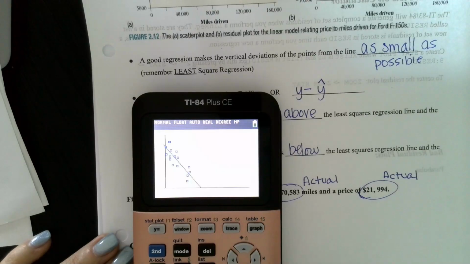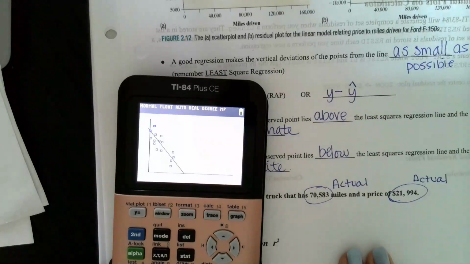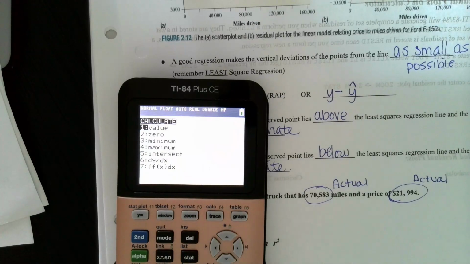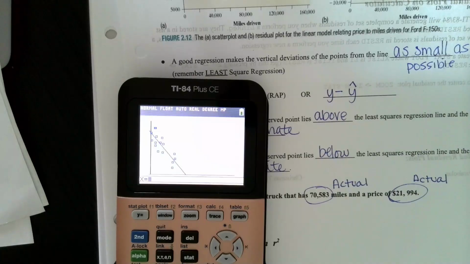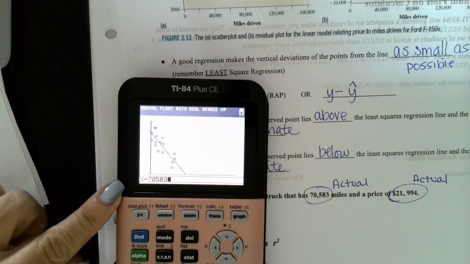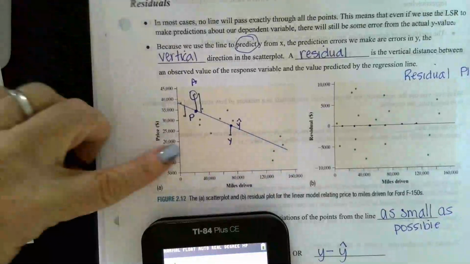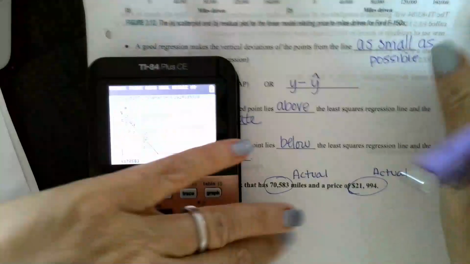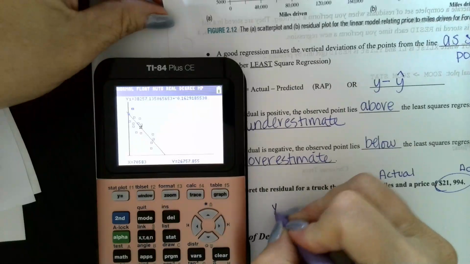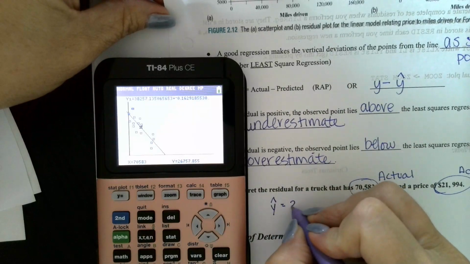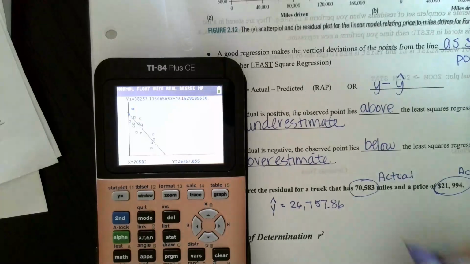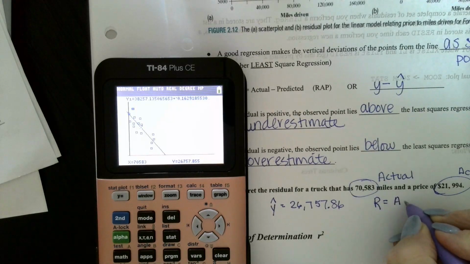So here's my graph. Nothing's changed except for my scale looks funky, but it doesn't matter. And I'm going to second trace. I want to find the value. And this time, the value is going to be at 70,583. That's my miles. My miles are my x-axis. And if you forget, just go back to your graph, right? Your miles are your x-axis. And that tells me that my predicted, so my y hat value, is 26,757.86.